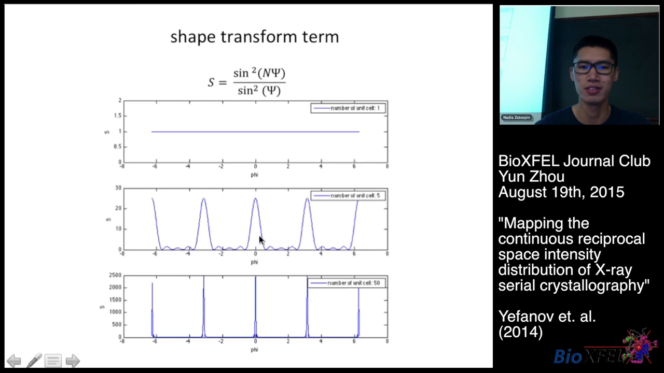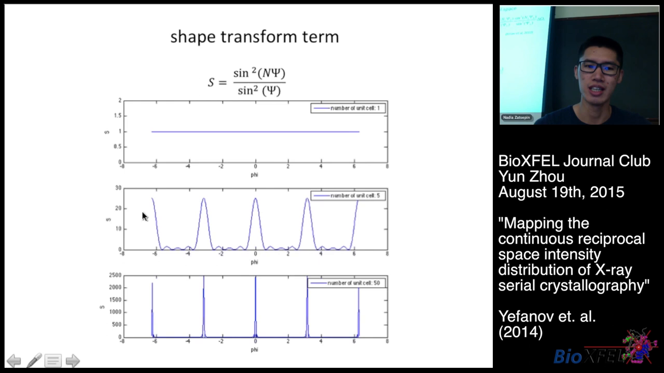But then you can check the shape transform term. When you have 5 unit cells in the dimension, the peak is 25, which means your signal is amplified by 25 times. Now let's go to the third one.